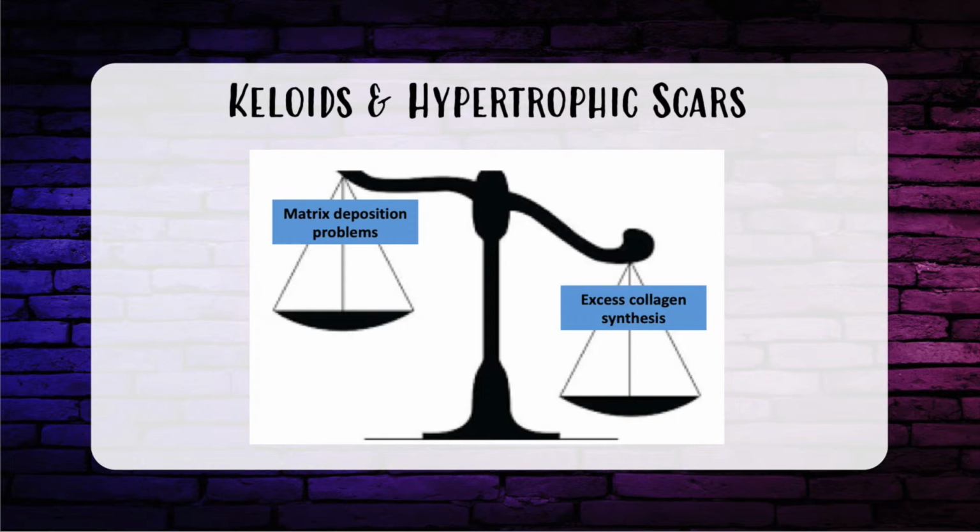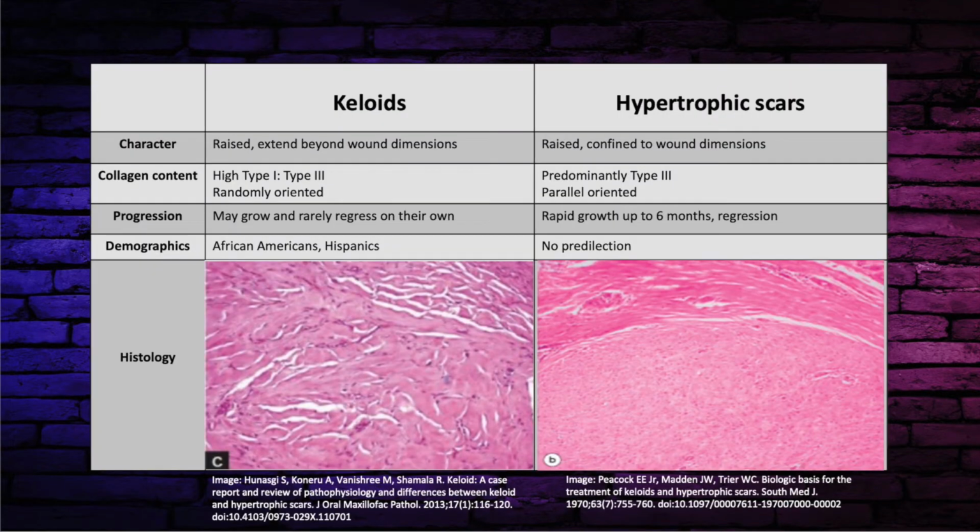We touched on this earlier, but Brian, what is a keloid and what is a hypertrophic scar, and what are the differences? So keloids are raised scars that extend beyond the dimensions of the wound. This is in contrast to hypertrophic scars that are raised but remain within the confines of the wound. Keloids have 20 times the amount of collagen compared to normal skin. And while keloids have high levels of both type 1 and type 3 collagen, keloids always maintain a high type 1 to type 3 ratio, as opposed to hypertrophic scars, which are predominantly composed of type 3 collagen.